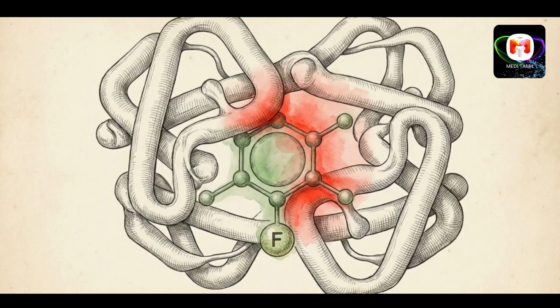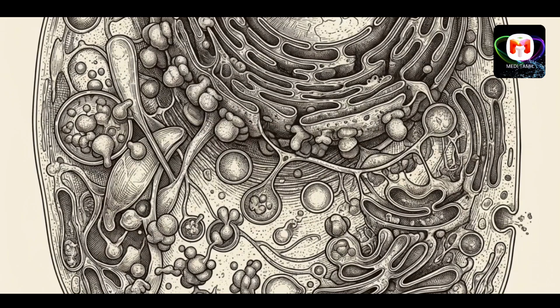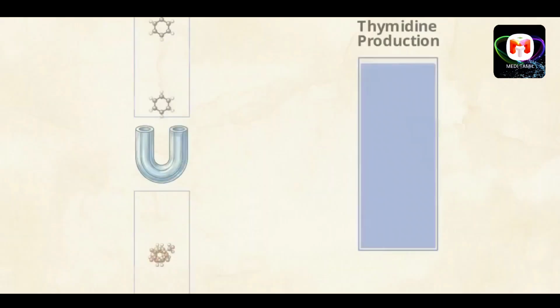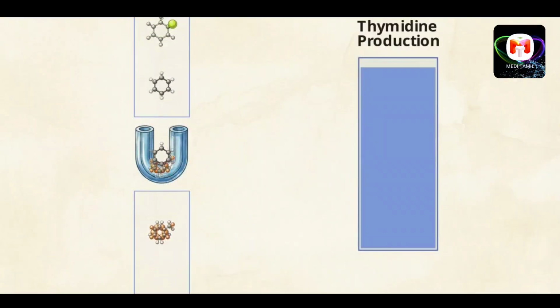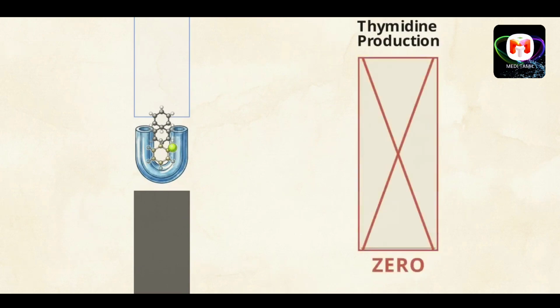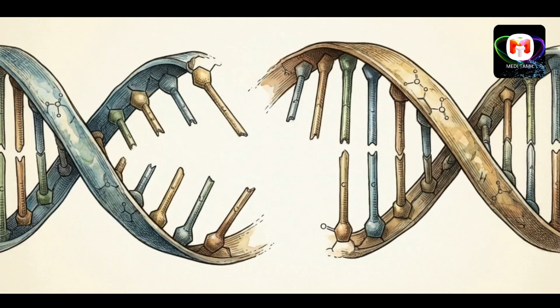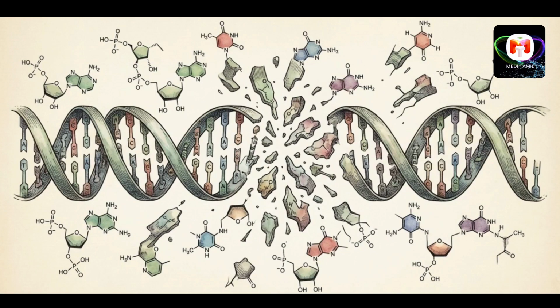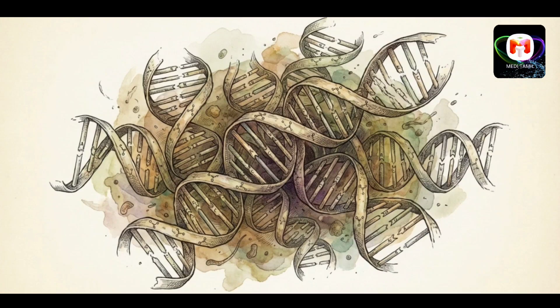The moment 5-FU successfully inhibits the TS enzyme, the cellular manufacturing process experiences an immediate, hard operational halt. Because the conversion mechanism is jammed by the decoy molecule, the downstream biochemical deficit is absolute. The cell produces zero new thymidine. Deprived of thymidine, the cell cannot complete its DNA replication. The structural integrity of the newly forming DNA and RNA permanently fractures, leaving the cell with incomplete, corrupted genetic code.